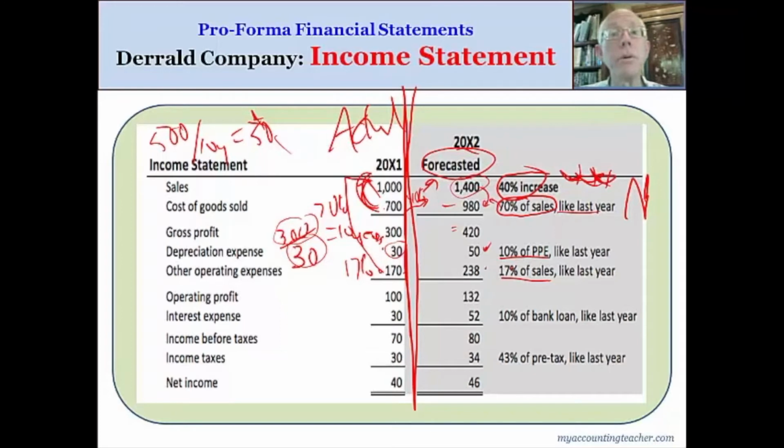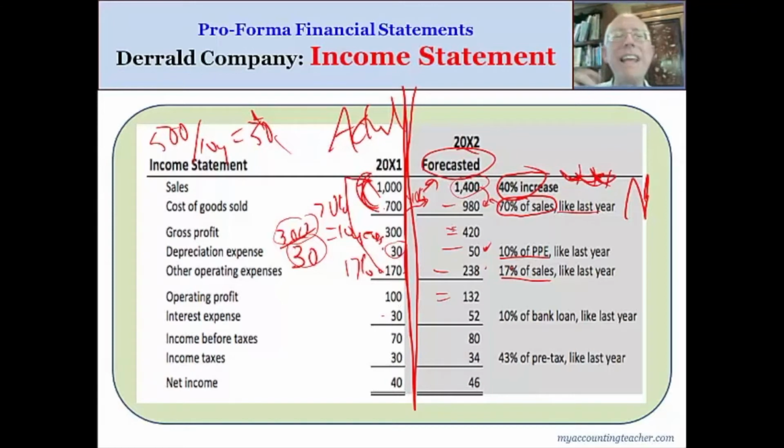So now let's compute our forecasted operating income. Forecasted gross profit is 420 minus my forecasted depreciation expense of 50, because my property, plant, and equipment is forecasted to go up to 500. Forecasted other operating expenses of 238. They're still going to be 17% of sales. So now I've got my forecasted operating profit of 132. Beautiful. Interest expense. Interest expense was 30. It should go up by 40% because sales are going up by 40%.